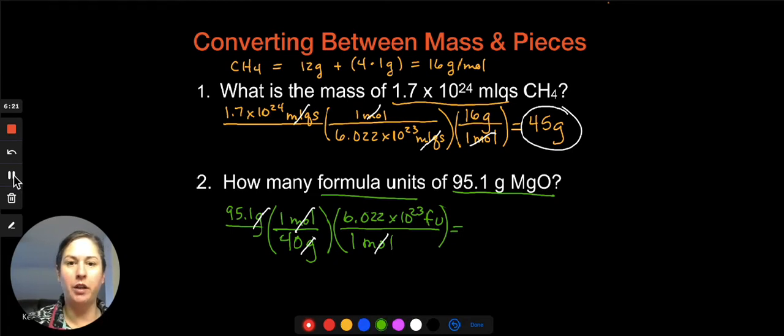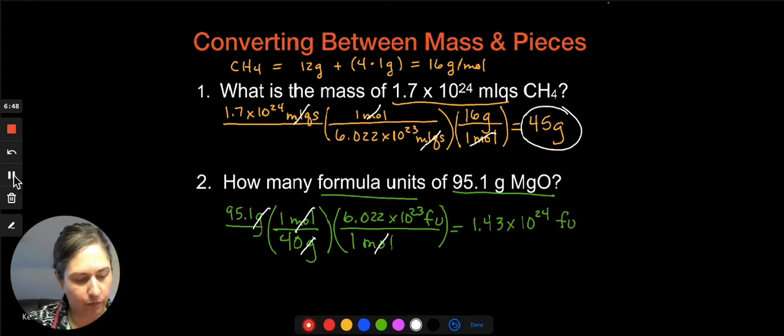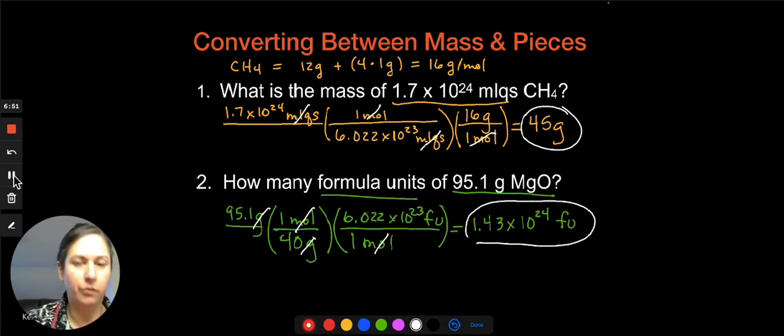Okay, so multiply across the top. So 95.1 times 6.022 times 10 to the 23rd. Do that first in your calculator, then divide by 40. And when I did that, I got 1.43, 3 significant digits in this one. Okay, we had 3 in our original value from our problem. So this one is 1.43 times 10 to the 24th formula units. Okay, so these are 2-step conversions to get to the other one. Let's go ahead and try some additional problems.